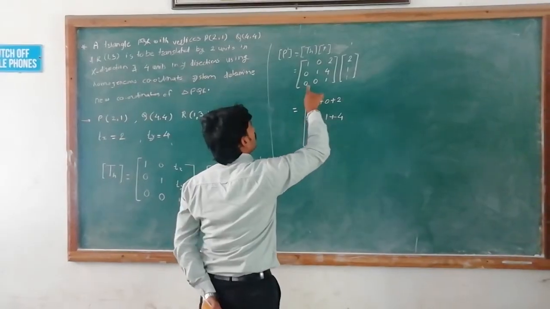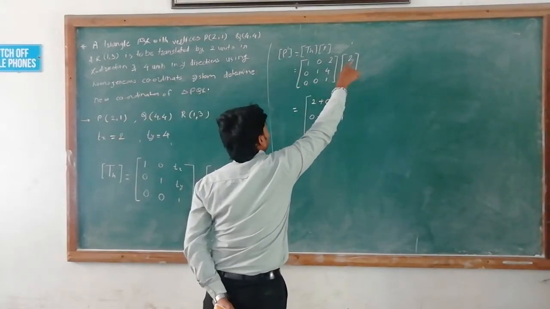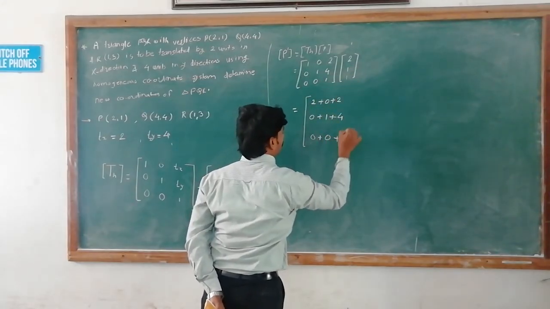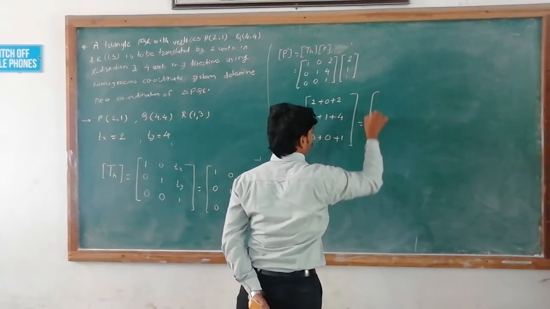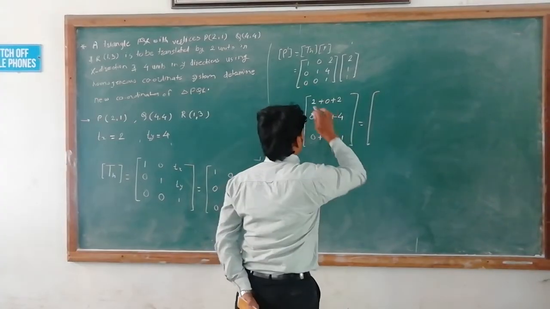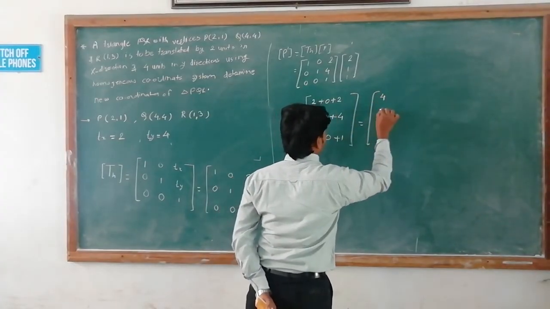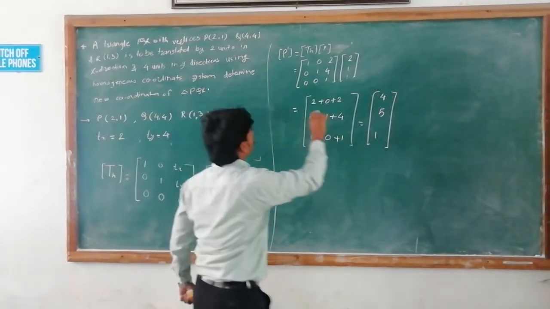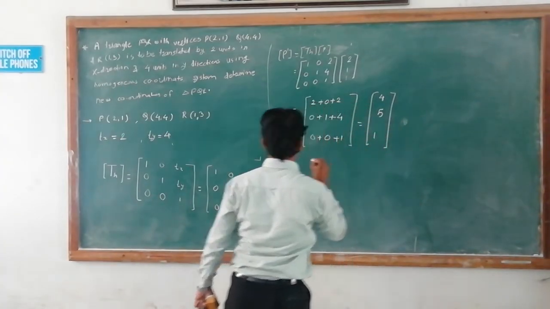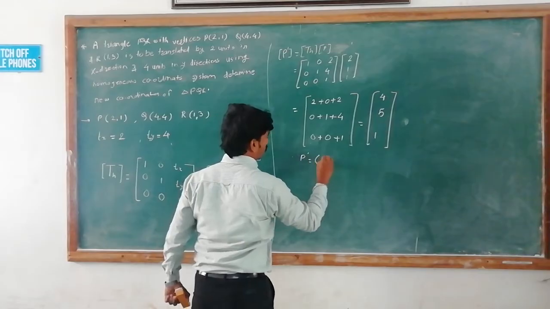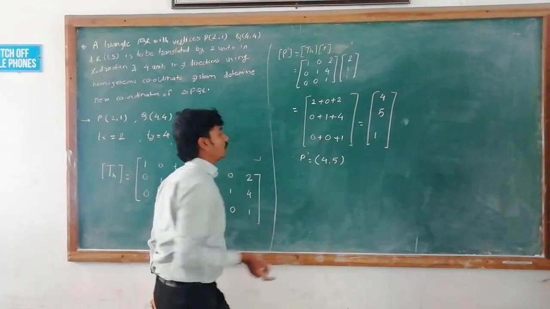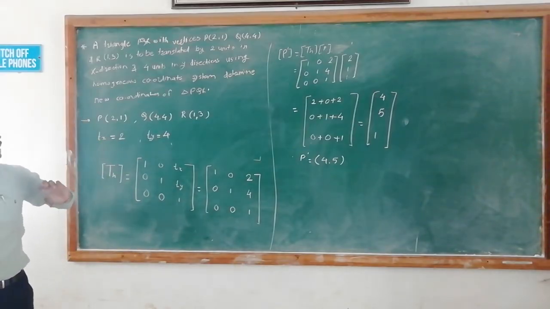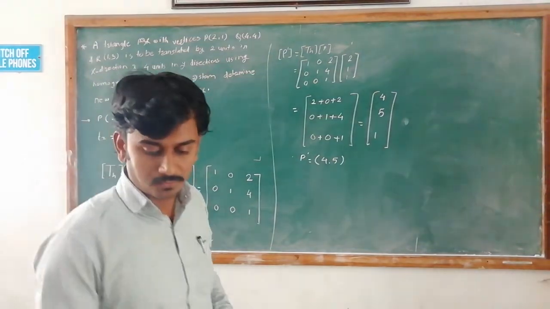Now, for the third coordinate: 0 multiplied by 2, 0, this 0 multiplied by this 1, 0, and this 1 is equal to 0 plus 1. So this is equal to 2 plus 2, 4, 4 plus 1, 5, and 1. So these are the new coordinates of the point P. Therefore P dash, the new coordinates of the point, is equal to (4, 5).